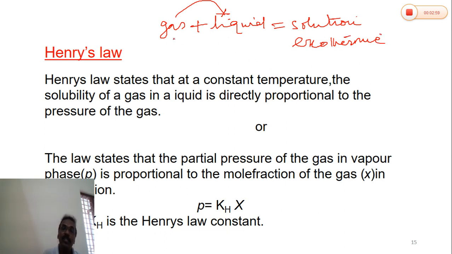Now, when the pressure of the gas increases, the amount of gas dissolved also increases. That is, the mass of gas dissolved is directly proportional to pressure. When we apply pressure, more gas will dissolve. That is Henry's law. One form of Henry's law states that at a constant temperature, the solubility of a gas in a liquid is directly proportional to the pressure of the gas. m is proportional to P.